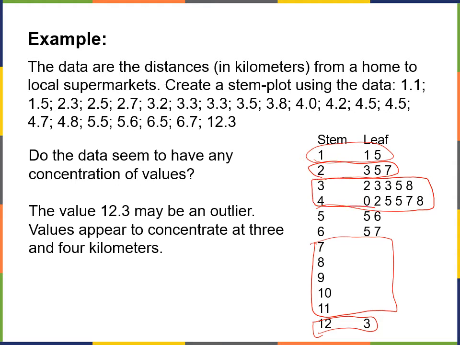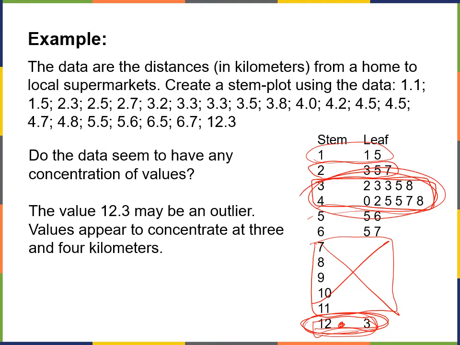Clearly, most of our data values are clumping up right about here. So we do have a concentration of values right there in the 3.2 to 4.8 range. I would say that's where most people have their distances from the supermarket. And you can clearly see that 12.3 is what we would call an outlier. It's pretty far away from all the other data values. There's this gap here that has no data values, and then you have this one random data value. So someone lives really far away from the supermarket compared to most other people that are right in this range.